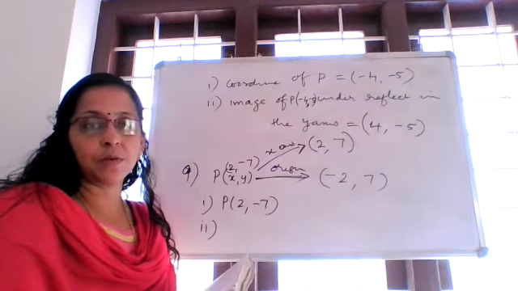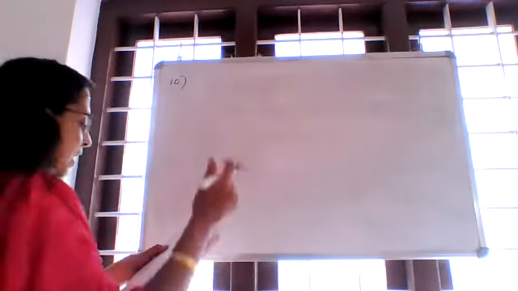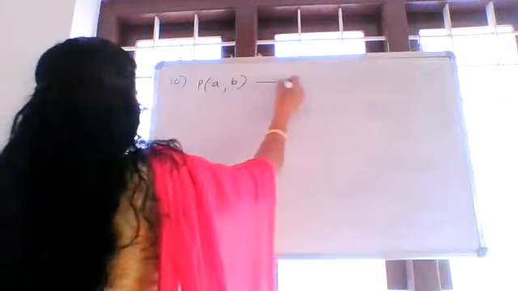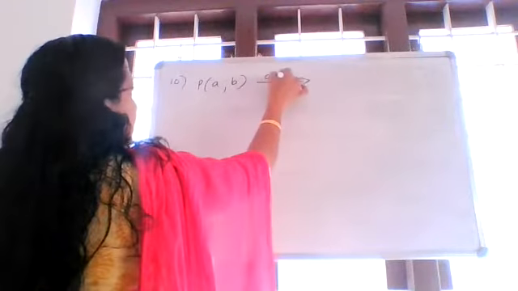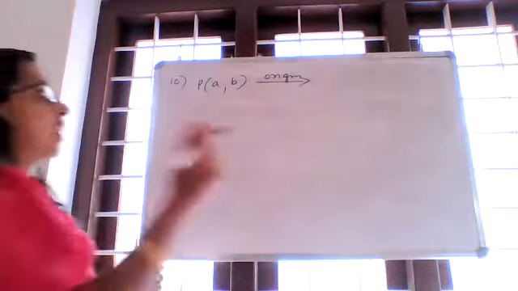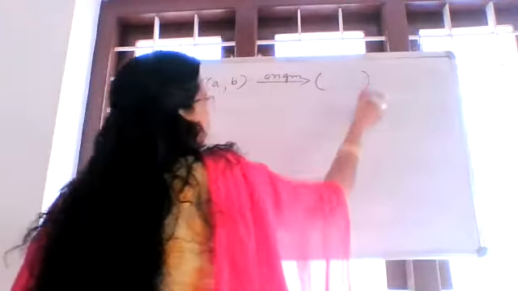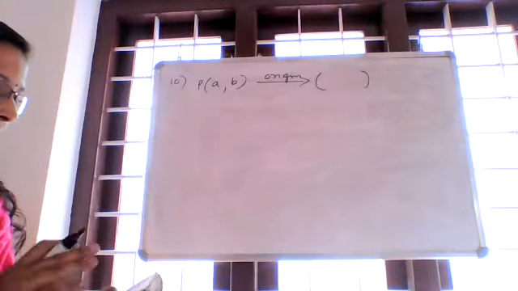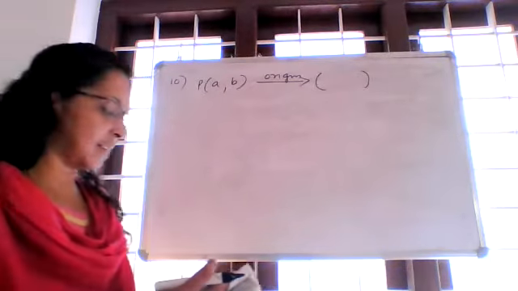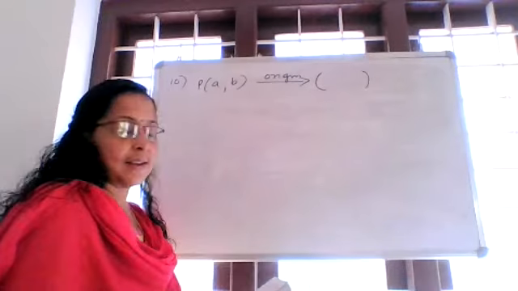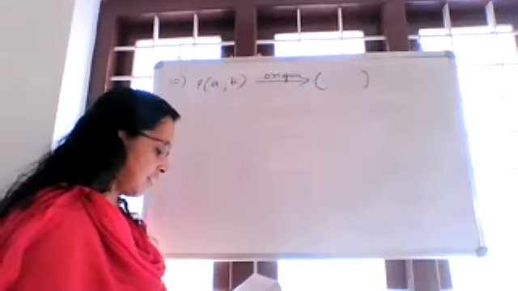That sentence you should write, okay? Point P is first reflected in the origin, and then reflected in the y-axis to P dash.